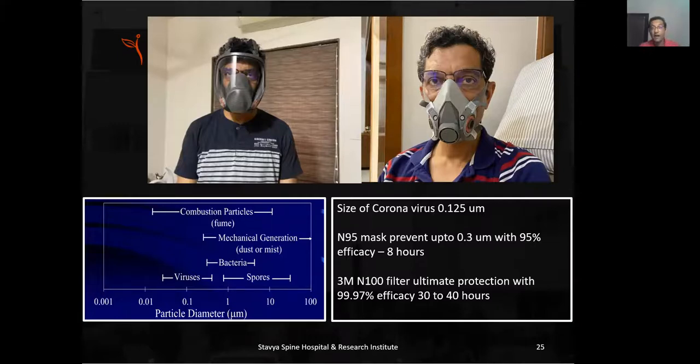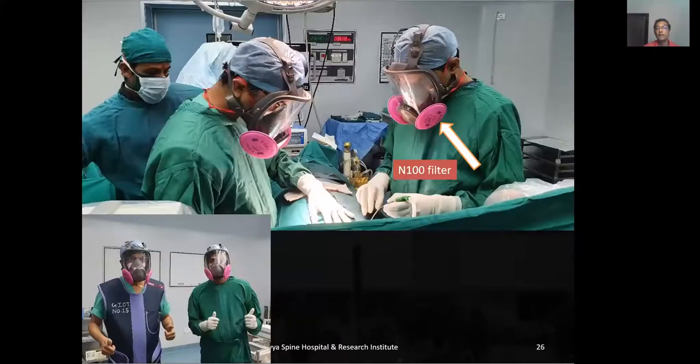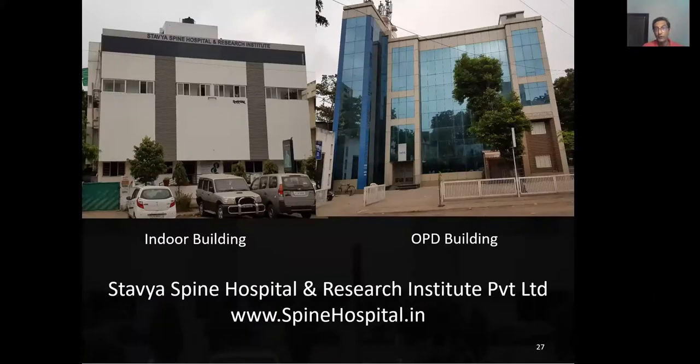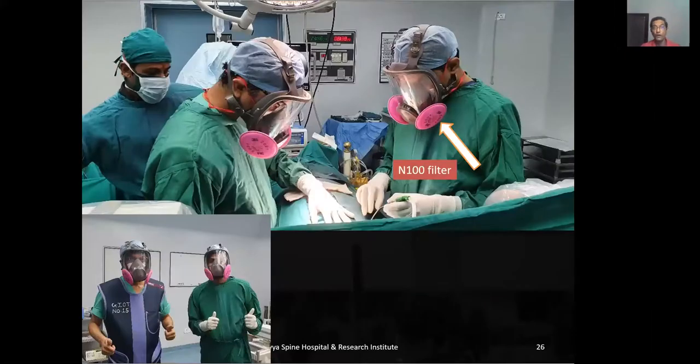The N100 filter, which we have used with the full mask or even the half mask, helps us in really fighting this. I did a corpectomy day before yesterday, and we used this for 3 hours. The N100 filter is the ultimate for aerosol protection, and it was quite comfortable when I used it. What is required is something like a 6800 mask that really helps us.